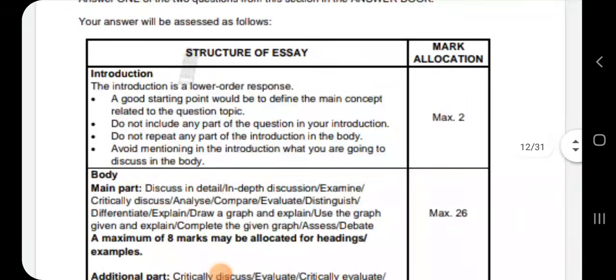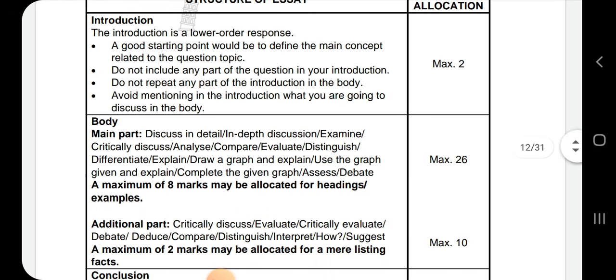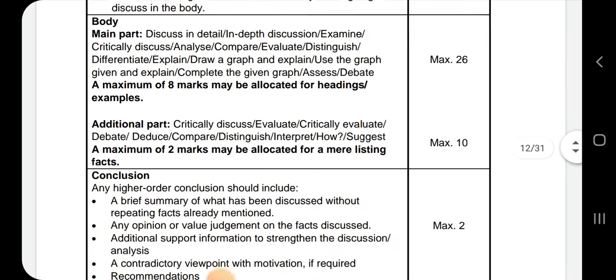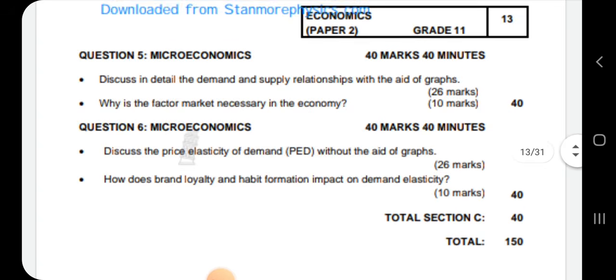So here we are in section C. Answer one of the 2 questions from the series in the answer book. Answers will be assessed as follows. You see, everything was given there, and I've discussed in detail what all of that actually means. And then here are our essay type questions.